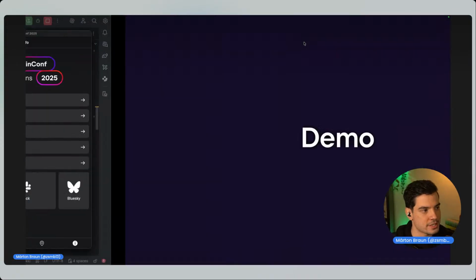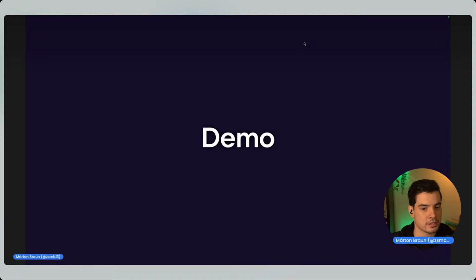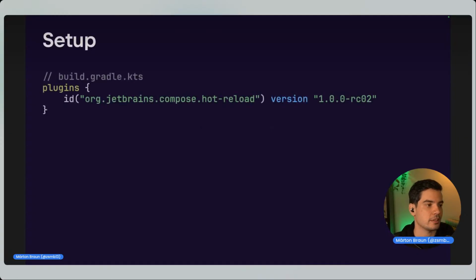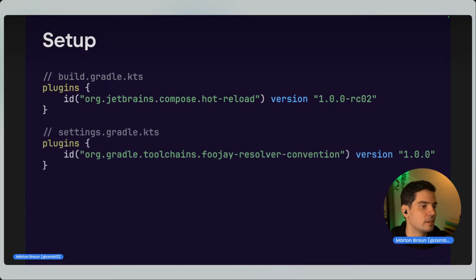So now that we've seen how hot reload works in practice, let's talk a bit about how it all works and what you need to do to set it up. First of all, hot reload is implemented as a Gradle plugin, so you'll need to add the Gradle plugin that you can see on the screen here to your application. You also need to add this line to your settings Gradle file, which sets up a Gradle toolchain resolver convention, and I'll get back to what this does in just a second.